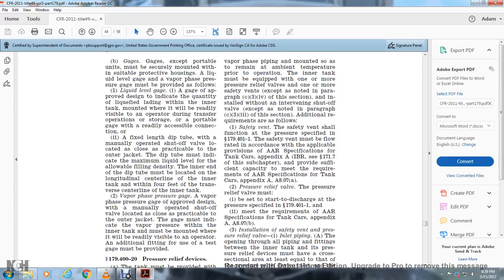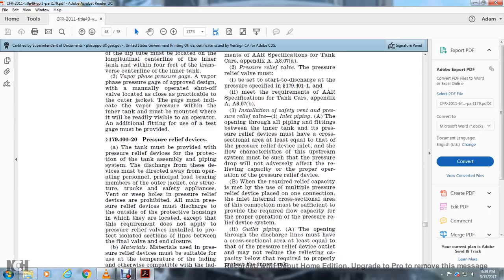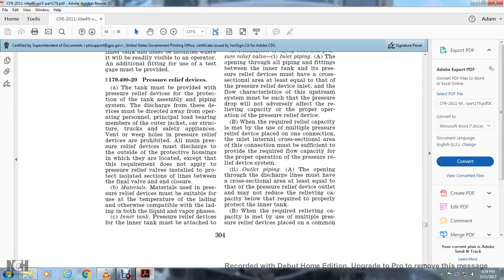Vapor phase pressure gauge: the vapor phase pressure gauge must be of approved design, with a manually operated shutoff located as close as practical to the outer jacket. The gauge must indicate the vapor pressure within the inner tank and must be mounted where it is readily visible and operated. An additional fitting for the use of a test gauge must be provided.